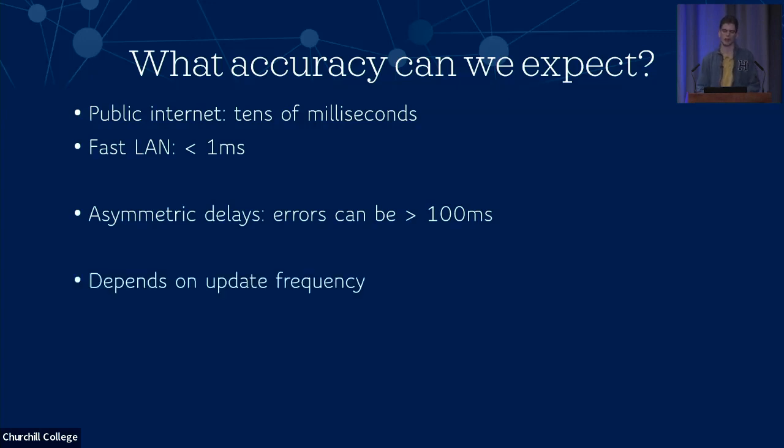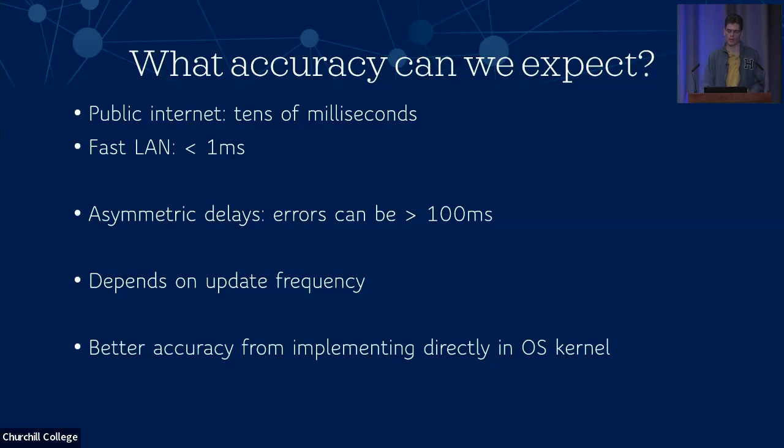The accuracy will depend on how often we update from upstream. So as an example, if we update every 15 minutes, that could give us an accuracy of about a few milliseconds, whereas updating every minute can give a millisecond or even less. But this is, again, a trade-off between the load on the network against the accuracy we can expect. So there's a bit of a balancing act there.